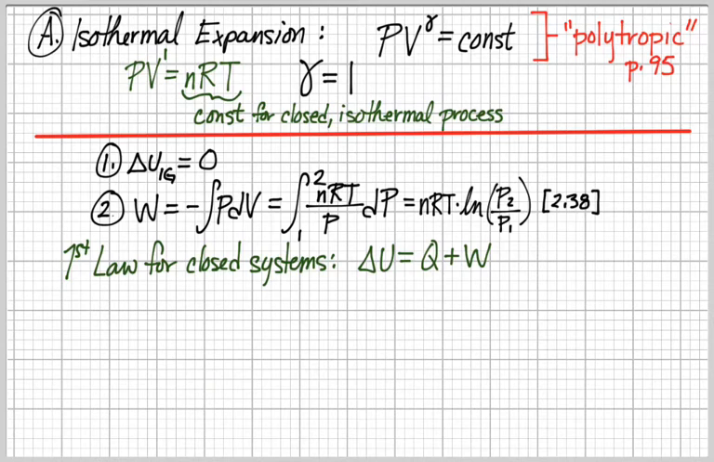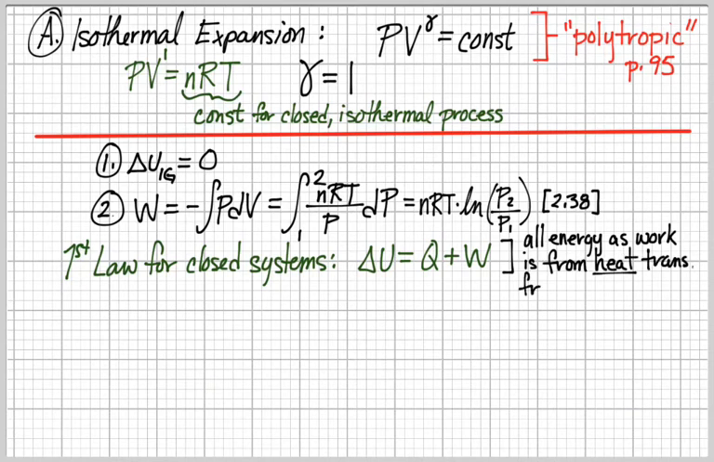I'm going to take both of those equations, 1 and 2, and insert them into the different parts of my equation for the first law for closed systems. This is an equation where we're only describing mechanical work, W, heat, Q, and the change in internal energy. All energy that is work in this system is going to be from heat transfer from the surroundings, because delta U is already equal to 0, which means that Q is going to be equal to negative W, or W is equal to negative Q. So all of the energy that is work, W, is going to come from heat transfer from the surroundings.